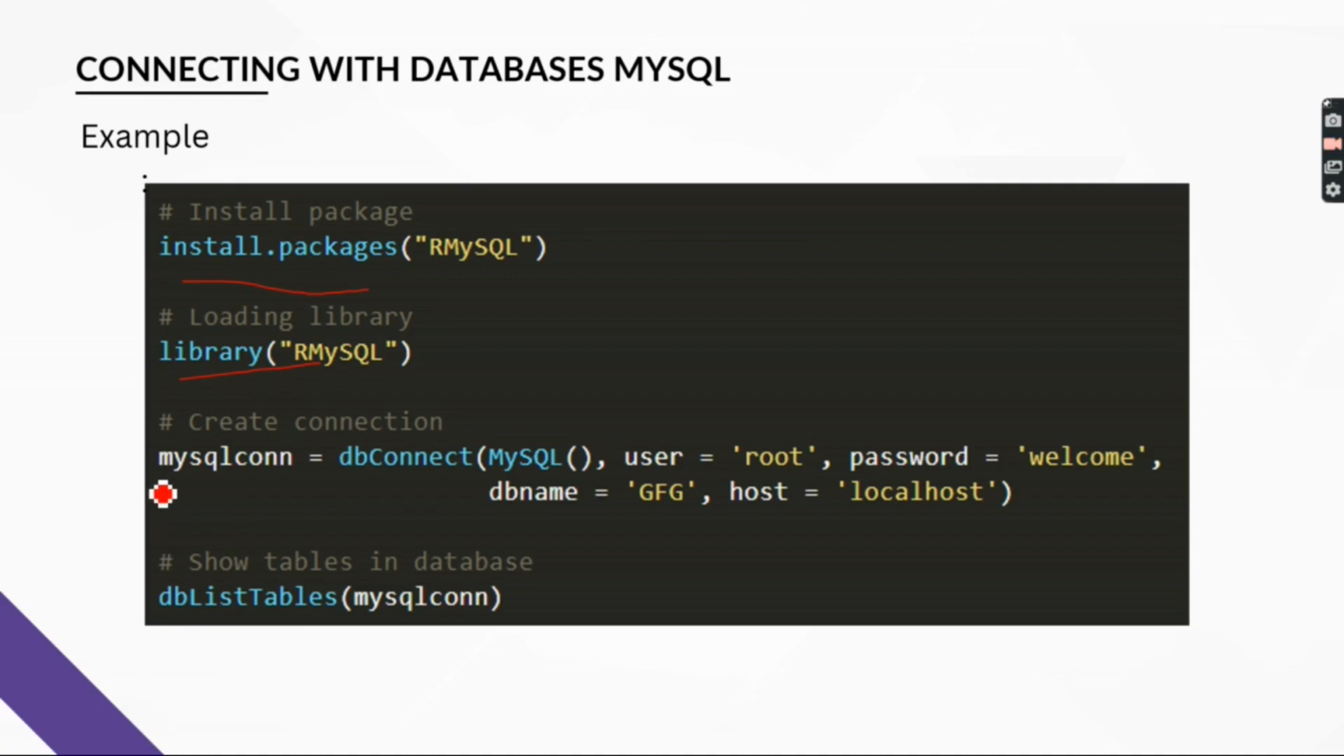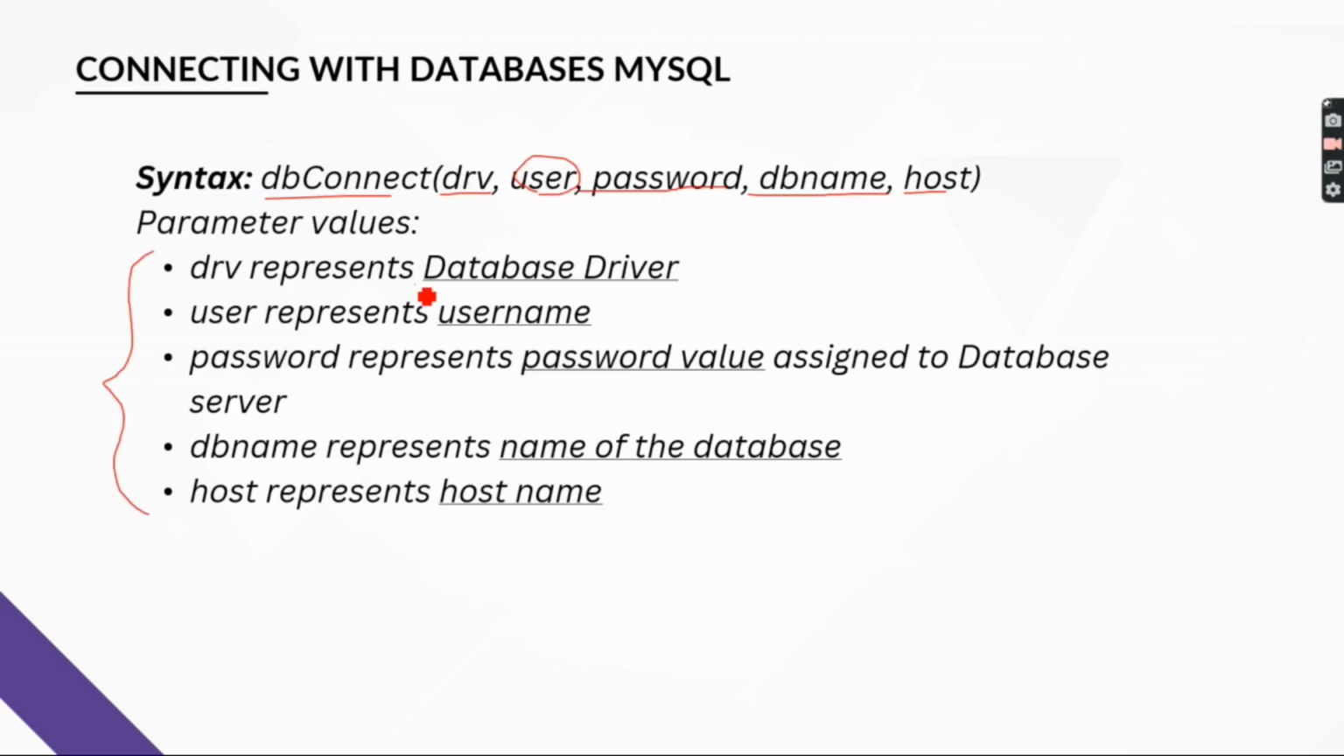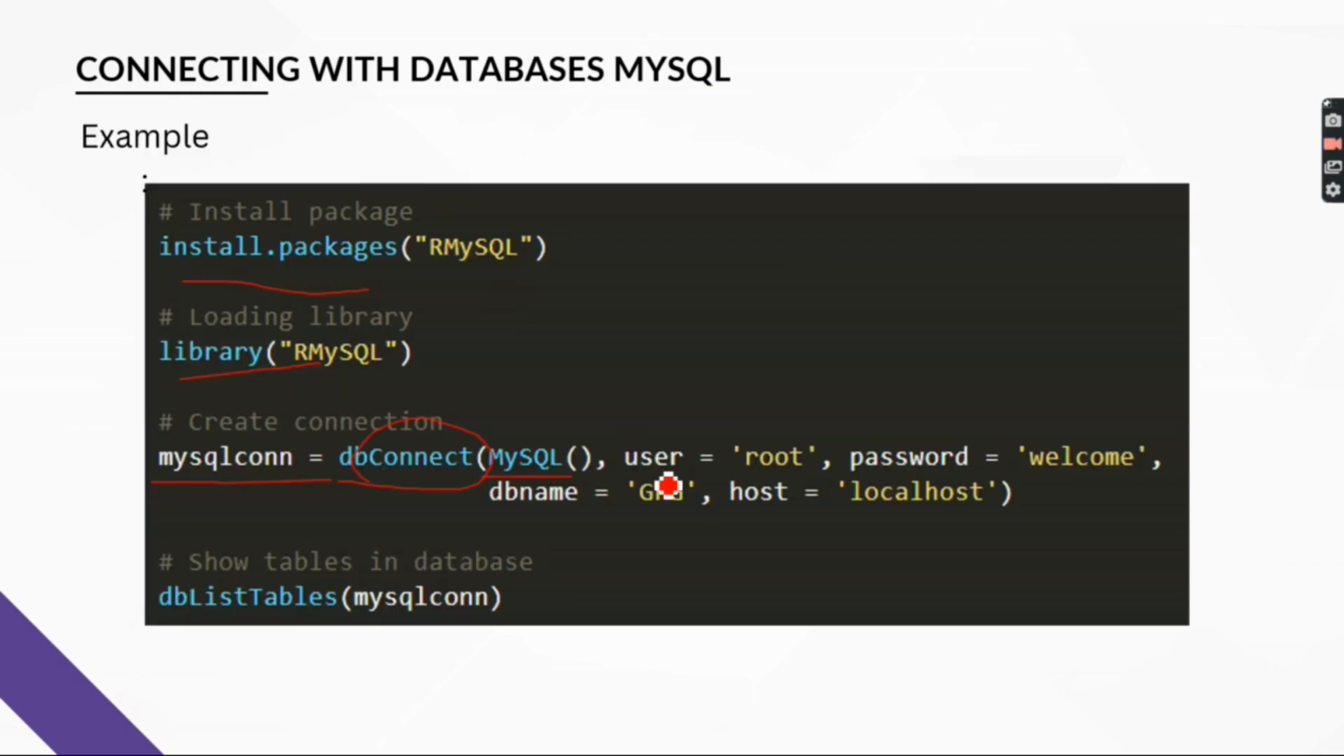Try this. mysqlcon is the variable where we are saving the connection, and dbConnect is the function that we are going to use. MySQL is the database driver. Our username is root. We are importing it from the root username. Password is welcome. You need to know the password of your database for it to connect with R.